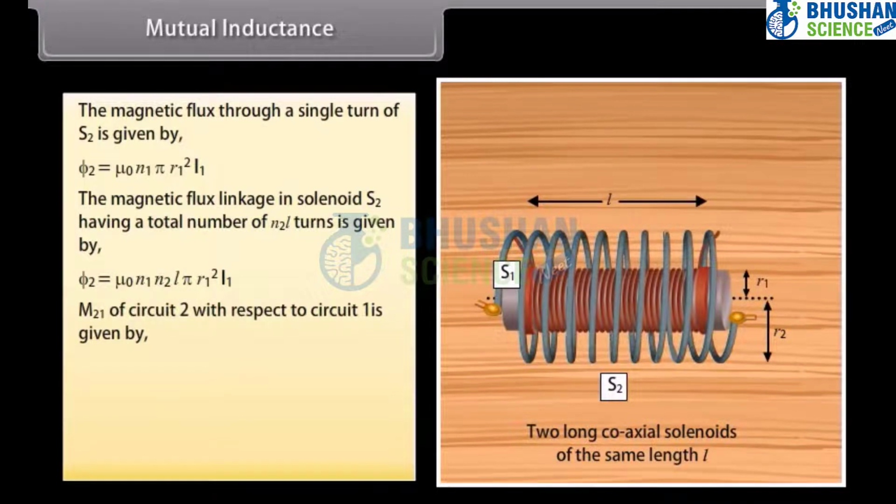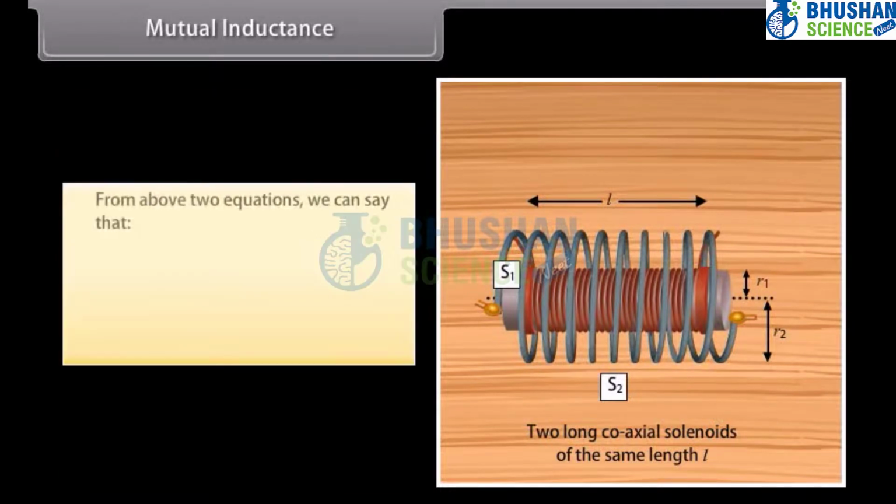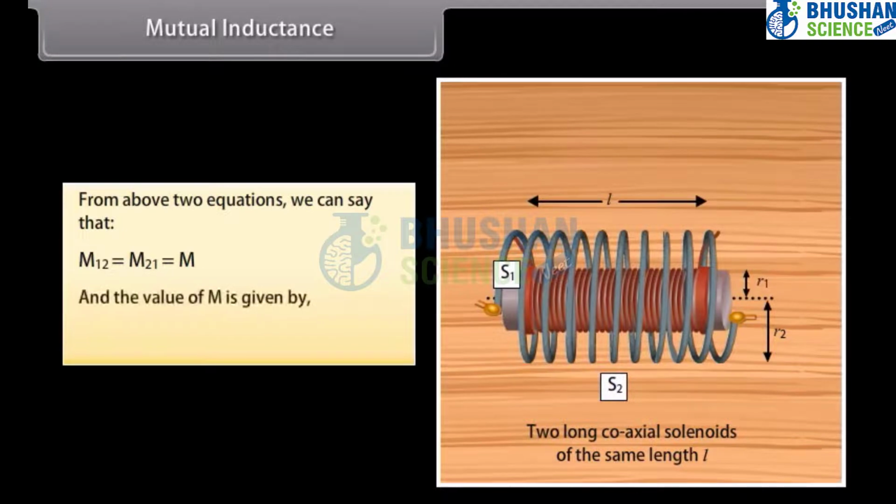M21 of circuit 2 with respect to circuit 1 is given by mu naught N1 N2 L pi R1 squared. Similarly, we calculate the value of M12, and it is given by mu naught N1 N2 L pi R1 squared. From the above two equations, we can say that M12 is equal to M21, which equals M. And the value of M is given by mu naught N1 N2 L pi R1 squared.